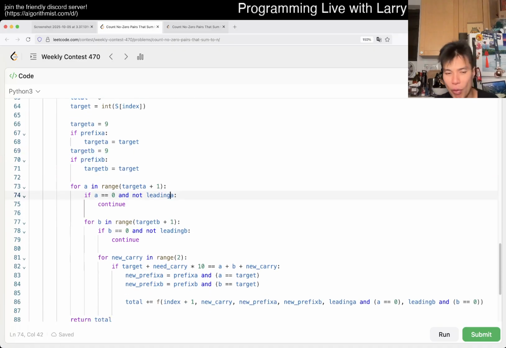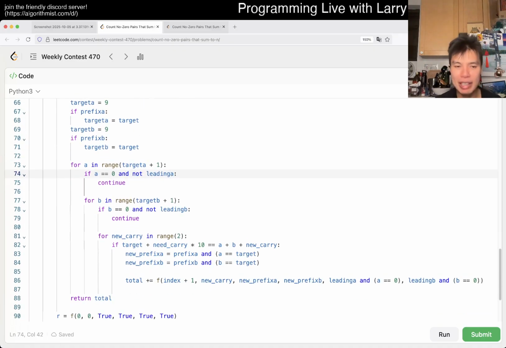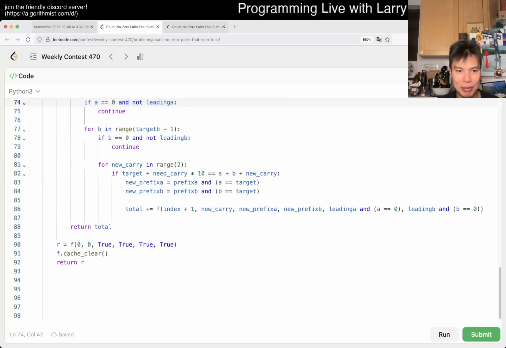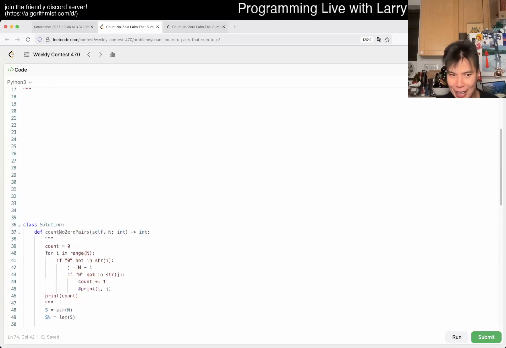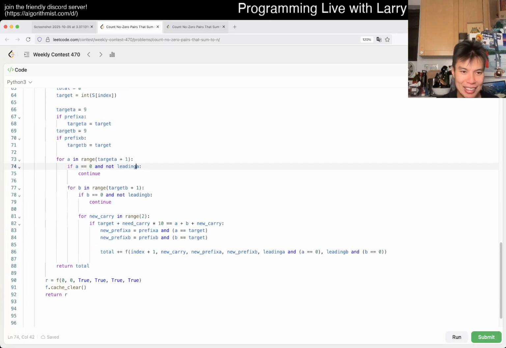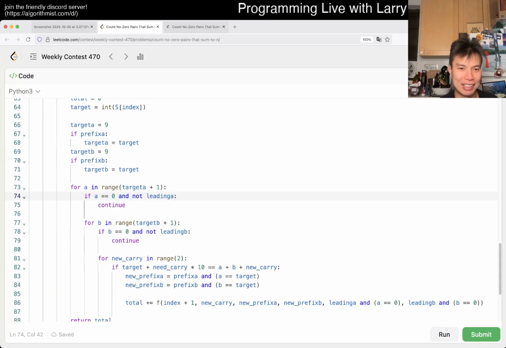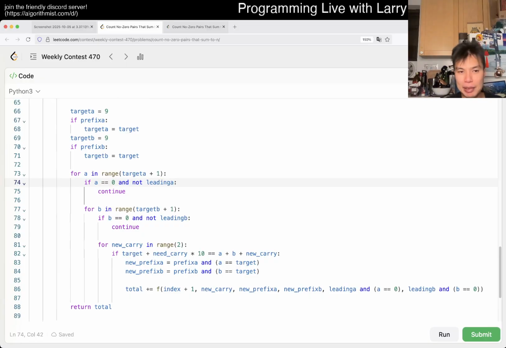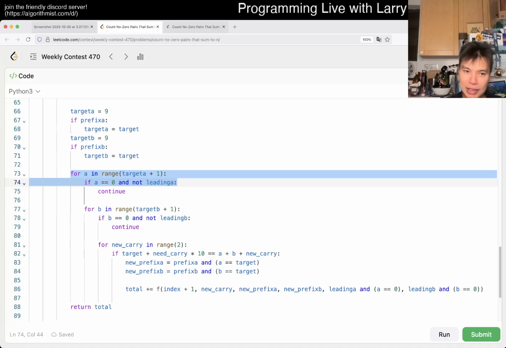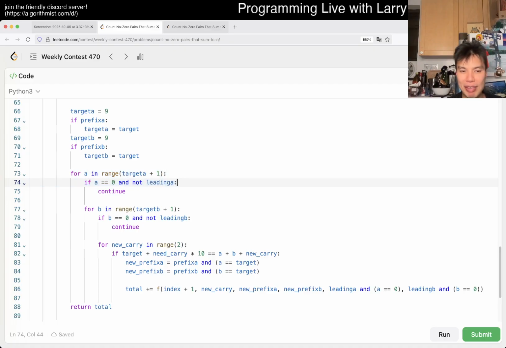And then now we just do a for loop. When I rewrote it, if you stand back, this code is not that long, and it makes me sad that I spent a long time on the other one. But yeah, I just put a loop on A, pretty straightforward. So if A is 0, we can only use a 0 if it is leading, right? That means that we haven't had a number yet. And we do the same thing for B.